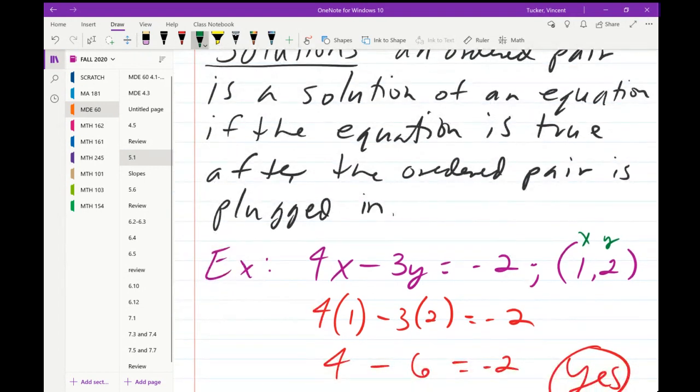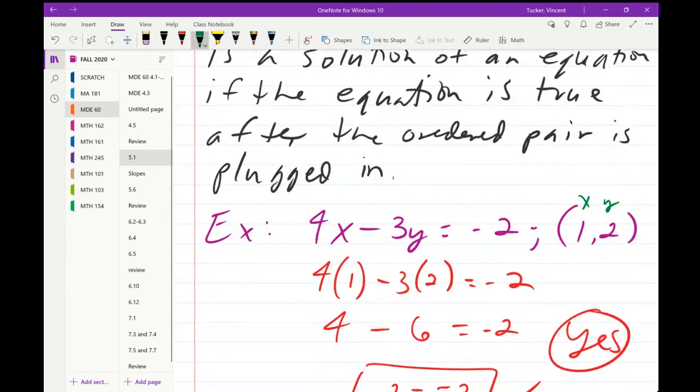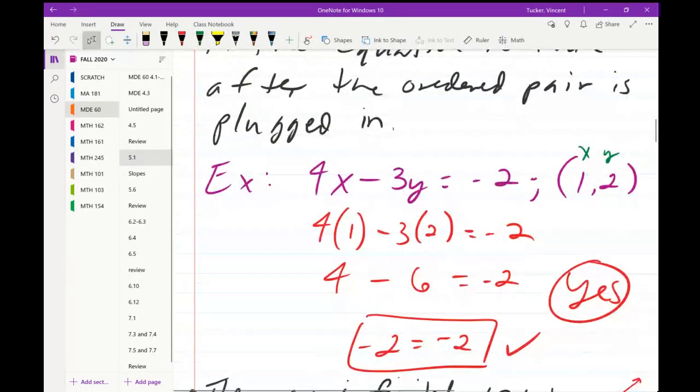1 for x, 2 for y, so that'll be 4 times 1 minus 3 times 2 equal to negative 2. 4 times 1 is 4, 3 times 2 is 6, so 4 minus 6 is equal to negative 2. So that means (1, 2) is a solution for that equation. All right, make sure we're okay with that.